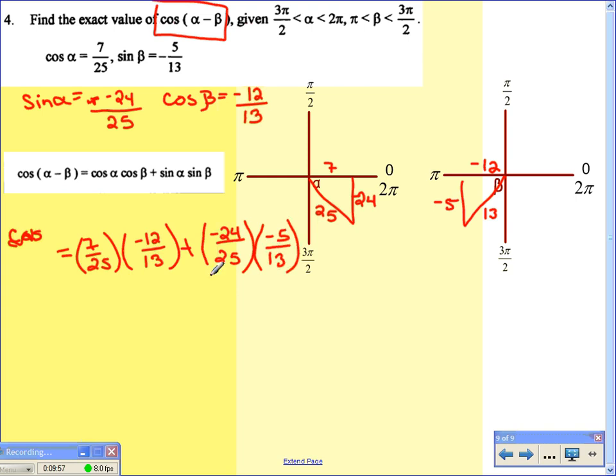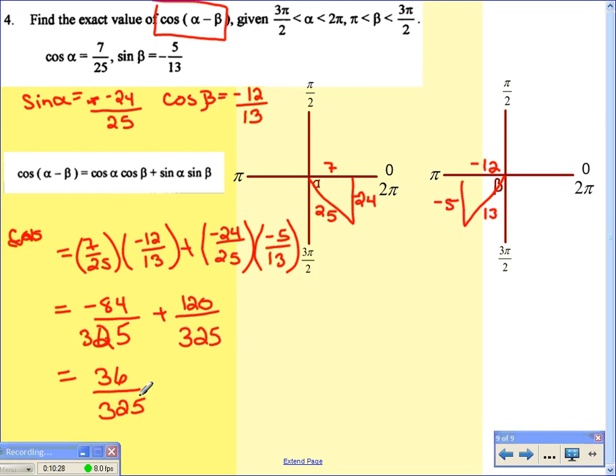7 times negative 12 is negative 84. 25 times 13 is 325. Plus negative 24 times negative 5 is a positive 120 over 325. When we combine that, we have a common denominator of 325, but our numerator will be 36 because negative 84 plus 120 is 36, all over 325. And that doesn't reduce, so that is our final answer.